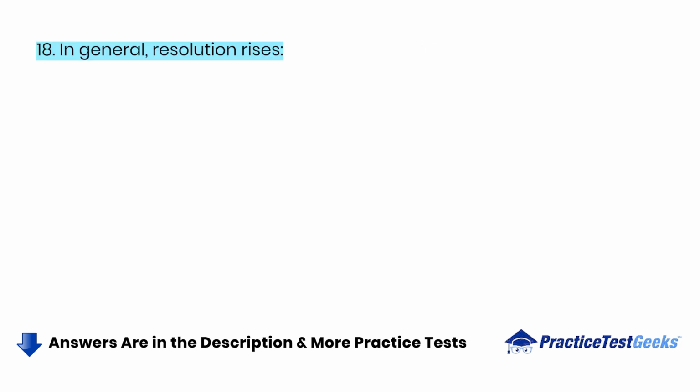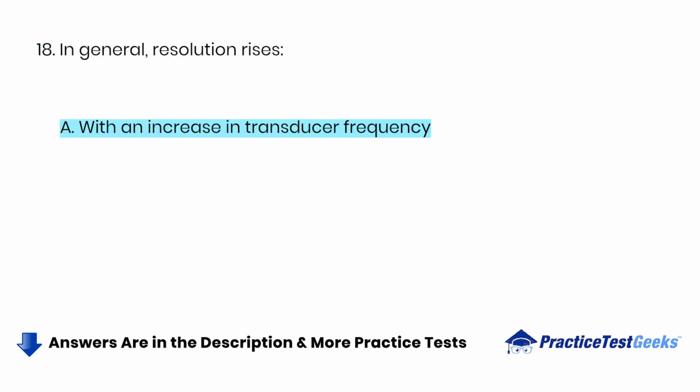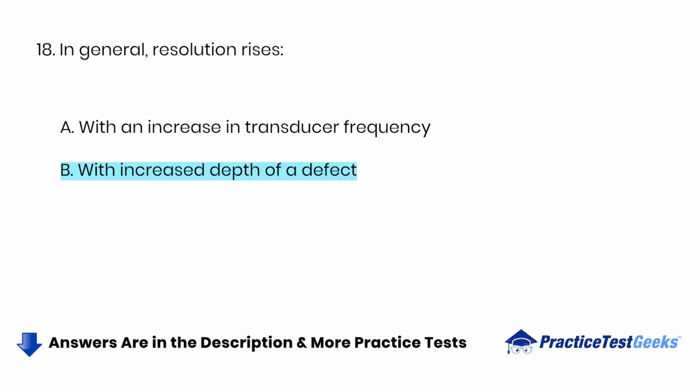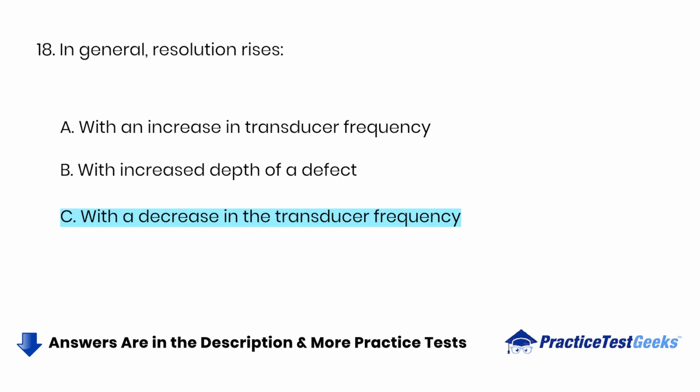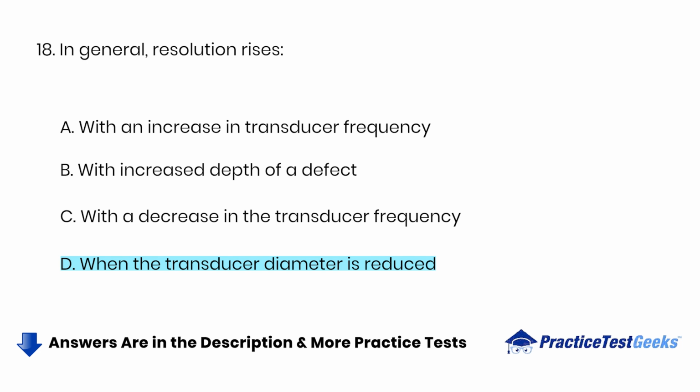In general, resolution rises A. With an increase in transducer frequency. B. With increased depth of a defect. C. With a decrease in the transducer frequency. D. When the transducer diameter is reduced.